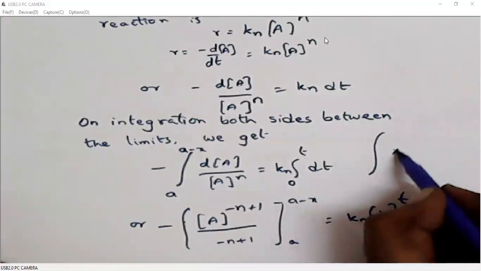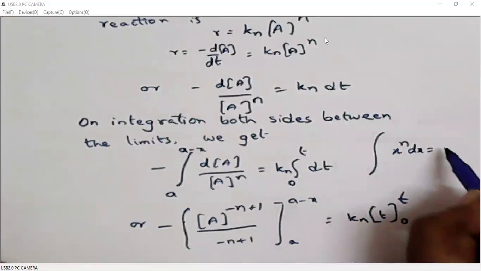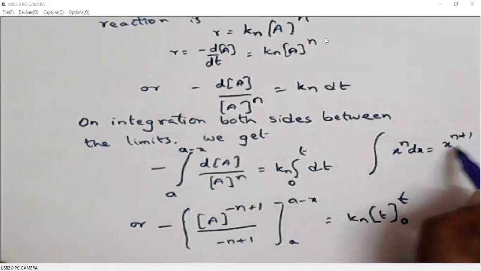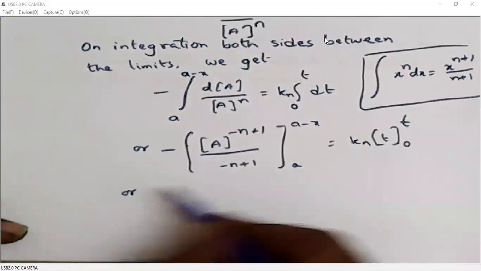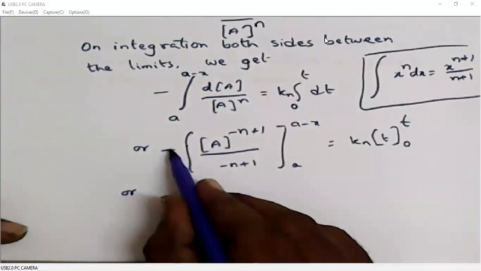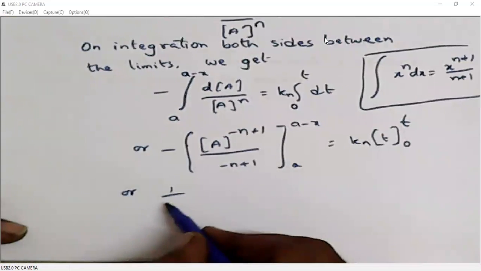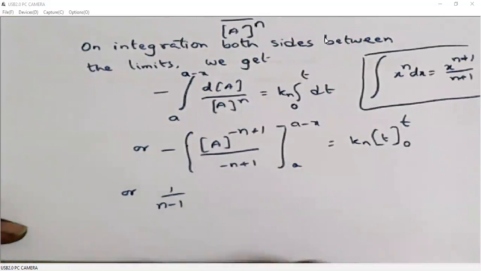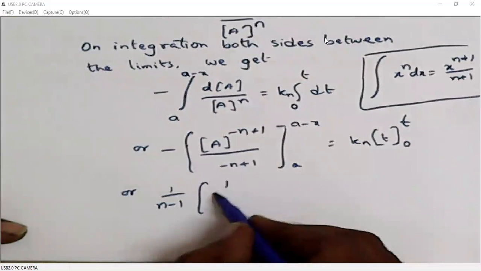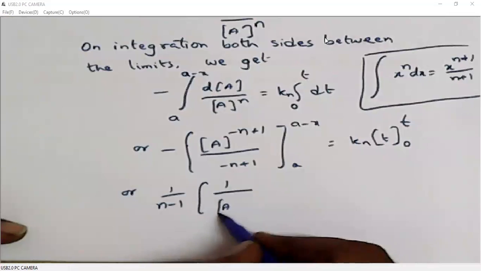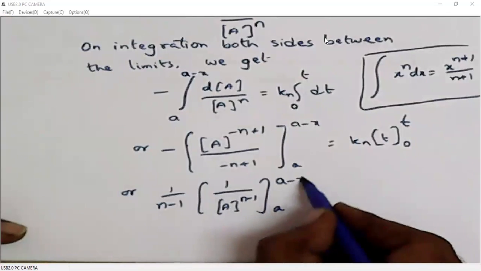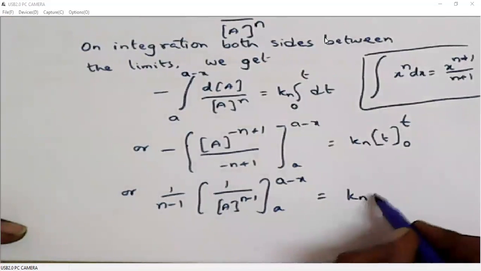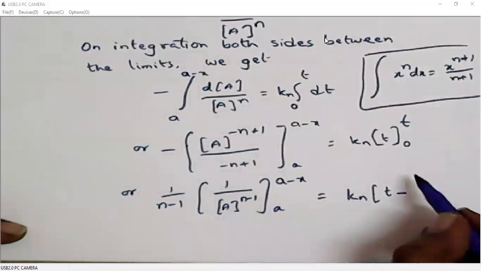I'll write the formula. x power n integration is x power n plus 1 by n plus 1. We will try to simplify this. Minus n plus 1, if we multiply this with minus, it becomes n minus 1 into 1 by, we will make it denominator. When we make it denominator, it becomes n minus 1 between the limits A to A minus x is equal to Kn into upper limit t minus lower limit 0.